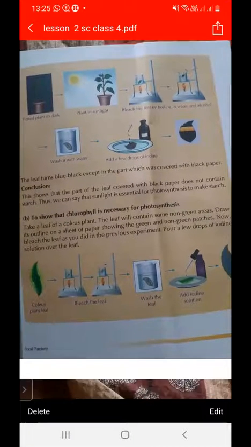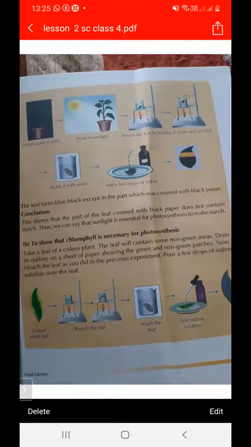And in activity 2, we will prove that chlorophyll is essential for photosynthesis to occur. For proving this, we require a Coleus plant. We will do this activity in the next lecture.